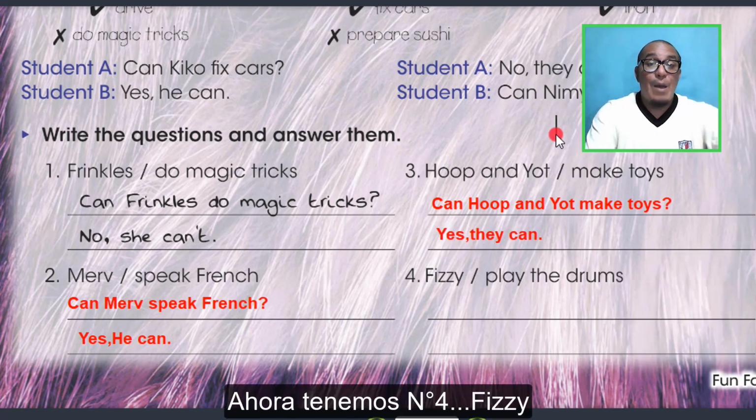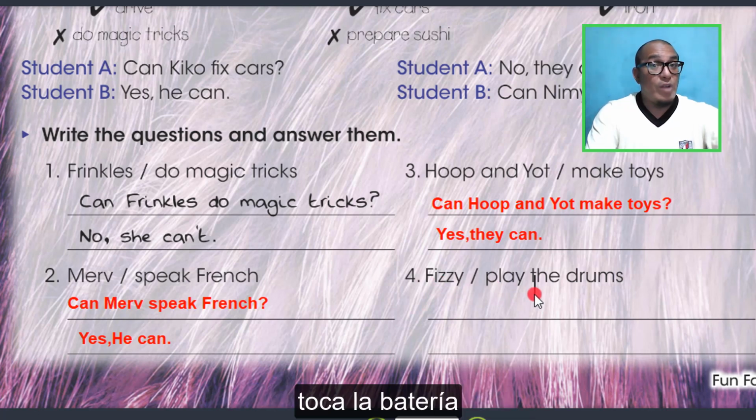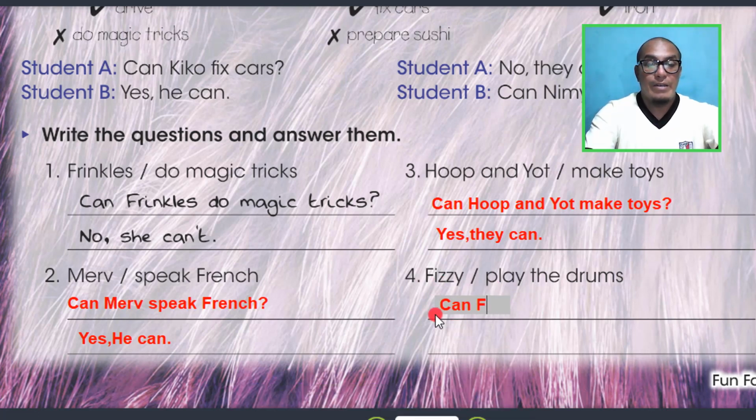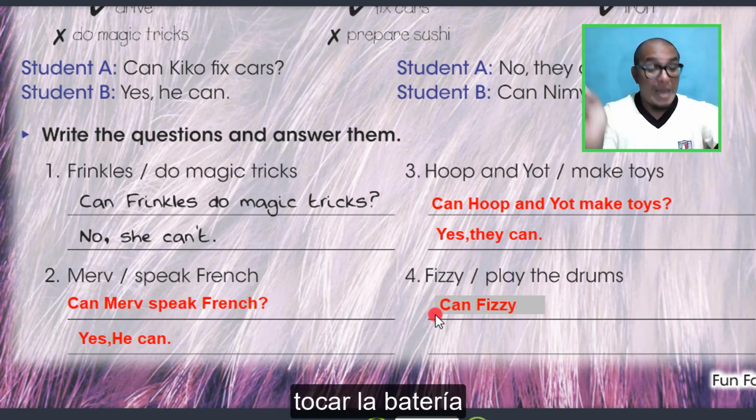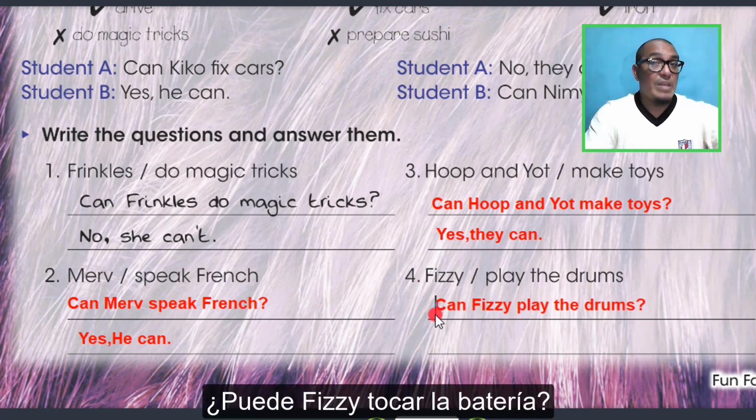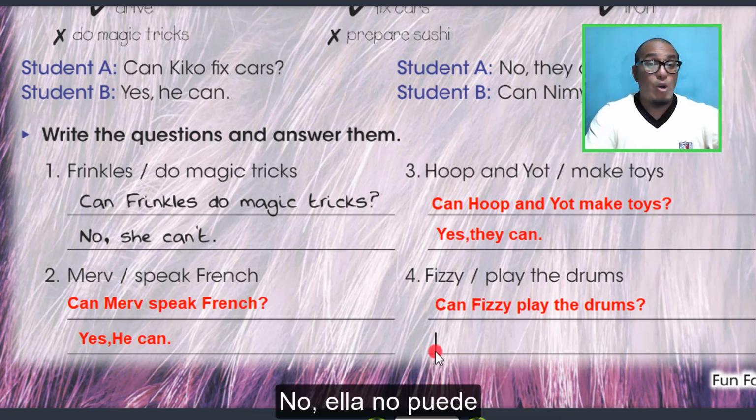Now we have number four. Fizzy, play the drums. Can Fizzy play the drums? No, she can't. Good, congratulations.